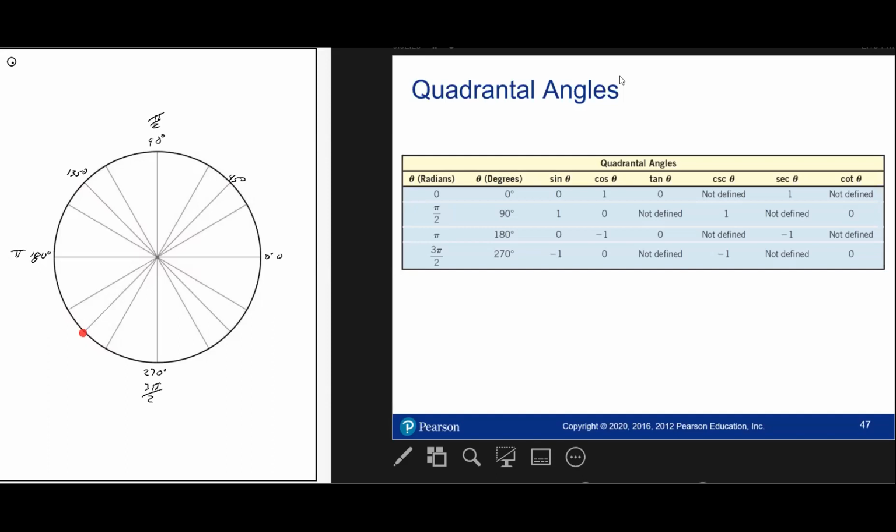Then the other 45-degree angle is over here, adding 45 to 180 gives you the 225. And then adding 45 to the 270 gives you, where is that? 315 degrees. And then you have the 30-degree angles. So that's 30, and adding 30 to 90 is 120. And 30 to 180 is 210. And 30 to 270 is 300.